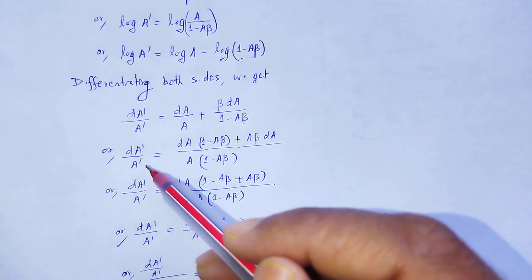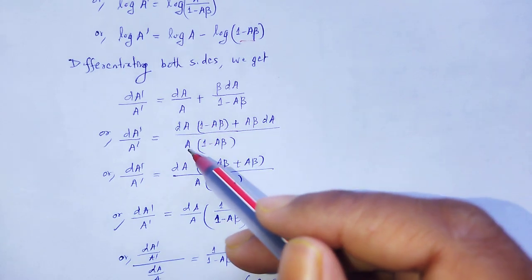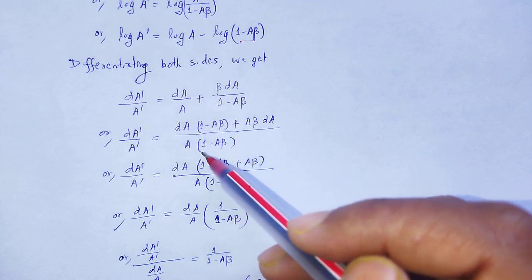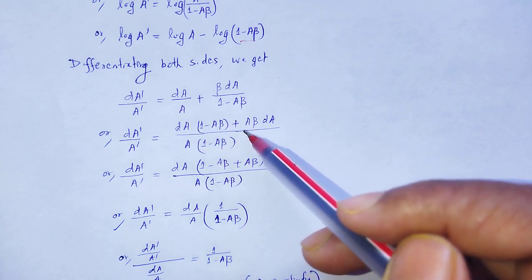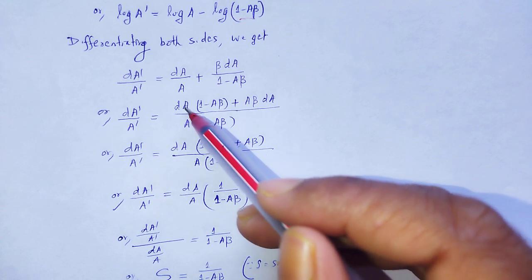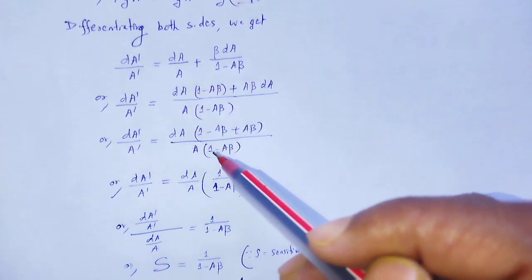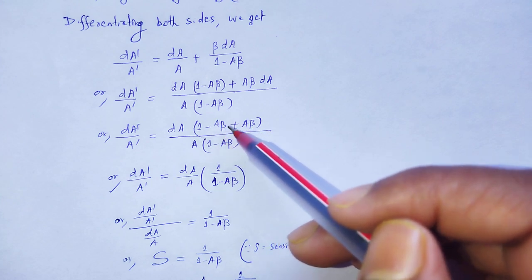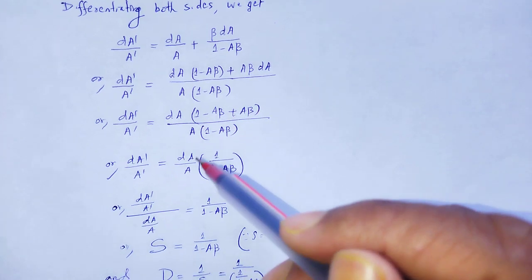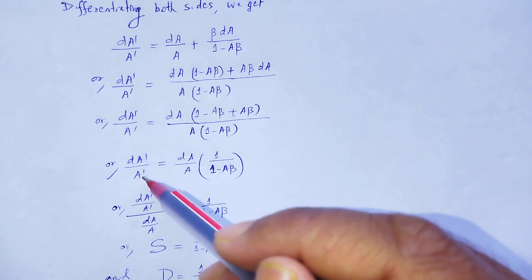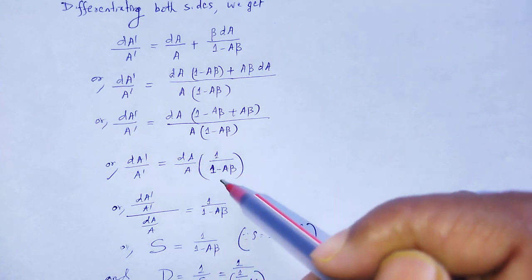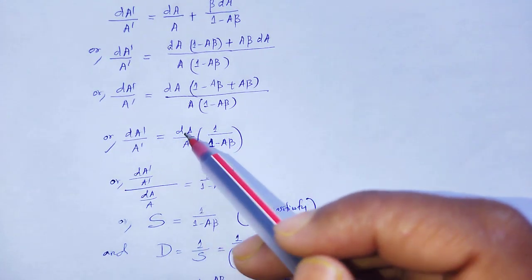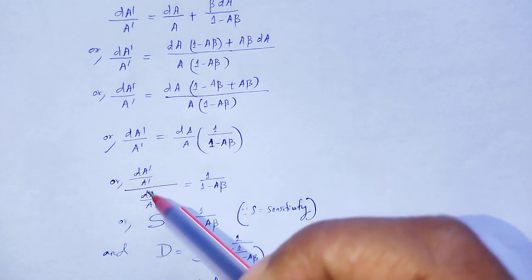Next, dA dash by A dash. Here we take the LCM, A whole into 1 minus A beta. In the numerator, that is dA into 1 minus A beta plus A beta into dA. In the numerator we take dA as common. Inside the bracket we obtain 1 minus A beta plus A beta. A beta minus A beta cancelled out. So dA dash by A dash is equal to dA by A whole into 1 minus A beta. That dA by A is divided on that side.